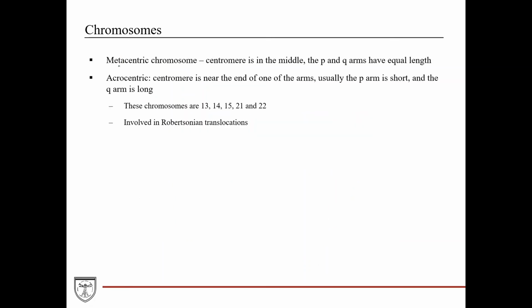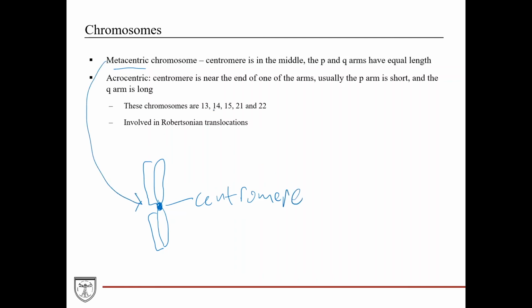So for chromosome structure, you can have a metacentric chromosome, which is where we'll draw this here. You have the centromere that's in the middle, and both arms are about equal to each other, as you can see here. So here's the centromere in the middle, and that would be metacentric. And so the P and the Q arms have equal length.